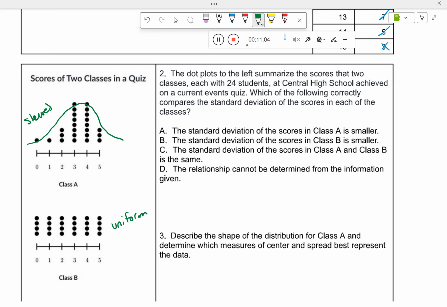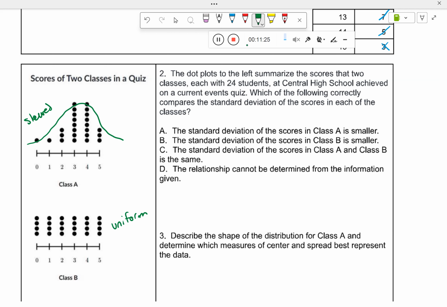So before we try to answer this question, we want to remember what we talked about on the first page when we were first talking about standard deviation. Remember, when the data is clustered close to the mean, we're going to have a small standard deviation. And when a lot of the data is far from the mean, we're going to have a large standard deviation.